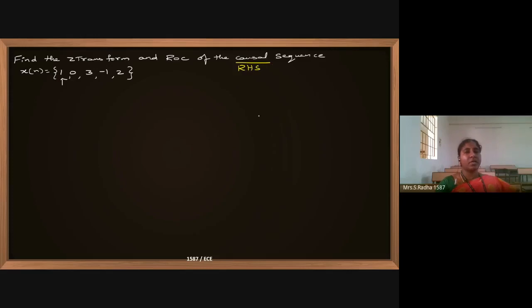If you try to draw a diagram for the given sequence, the arrow mark indicates n equal to 0, and on the right side it is n equal to 1, n equal to 2, n equal to 3, n equal to 4, where the signal values are given. Number line is nothing but the x-axis, and I have 0, 1, 2, 3, 4. These are the x-axis values. The arrow mark indicates the origin.